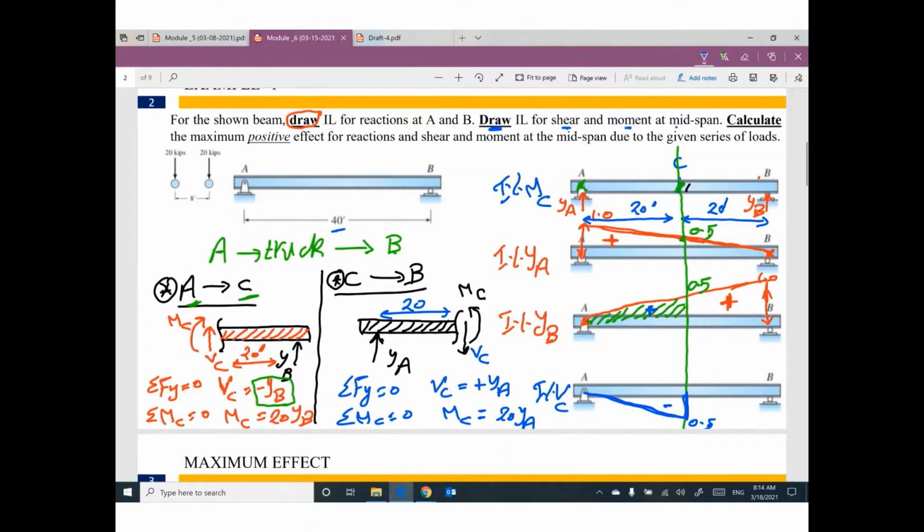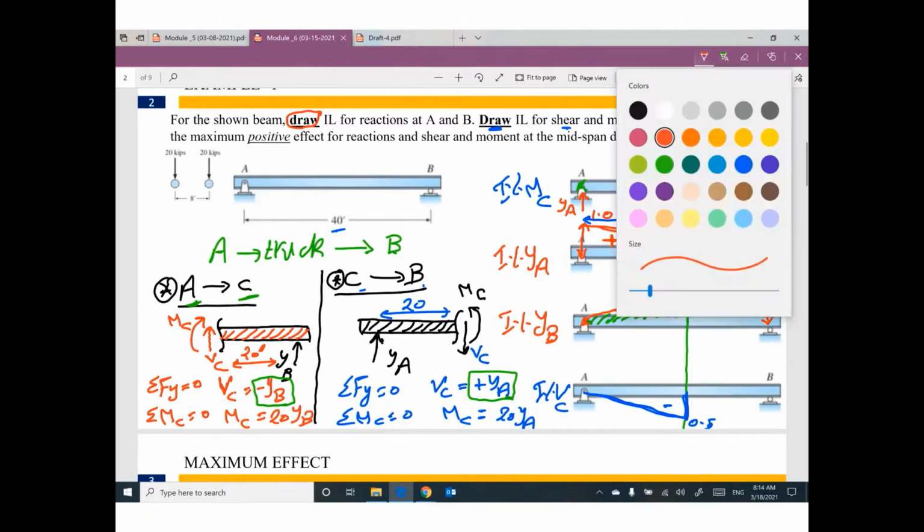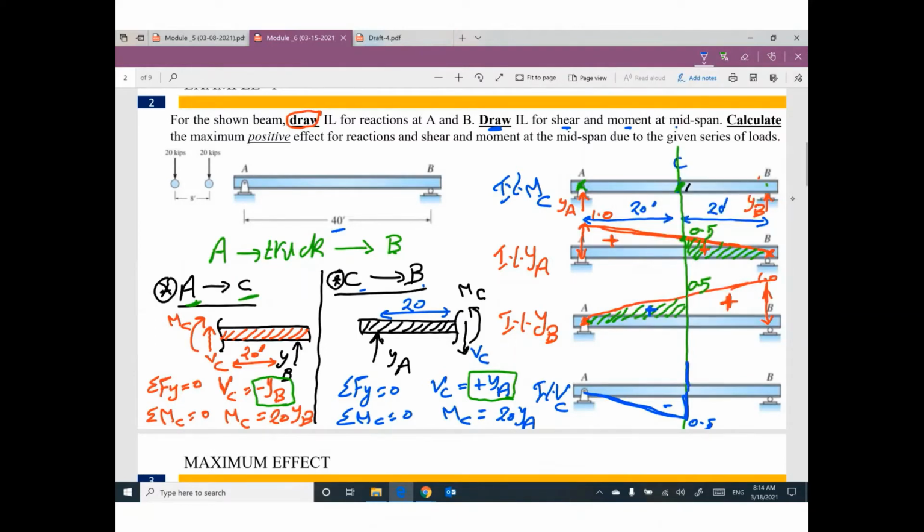From C to B, we are looking for YA positive. From C to B, here is YA. This part of the triangle is positive. Please keep it positive. Use it as it is. So we will have a triangle here. This value will be 0.5 and will be positive. So the new diagram can be called influence line for shear at C.